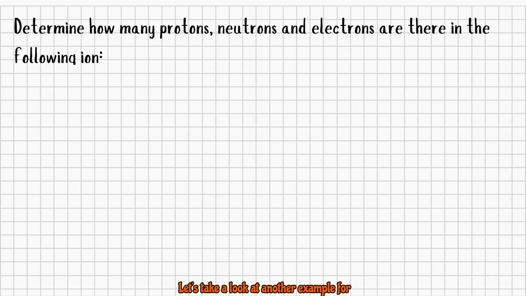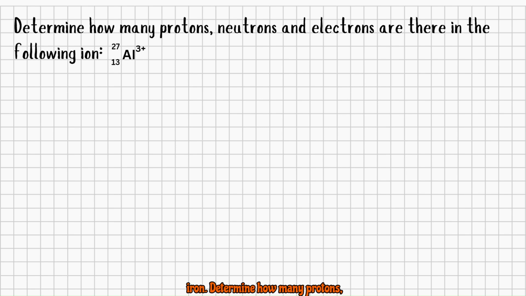Let's take a look at another example. Determine how many protons, neutrons, and electrons are there in the following ion. Al positive 3. So Al is the symbol for aluminium. Now this positive 3 shows us that this element has lost 3 electrons. So when a neutral atom will lose electrons, it will become a positive ion.